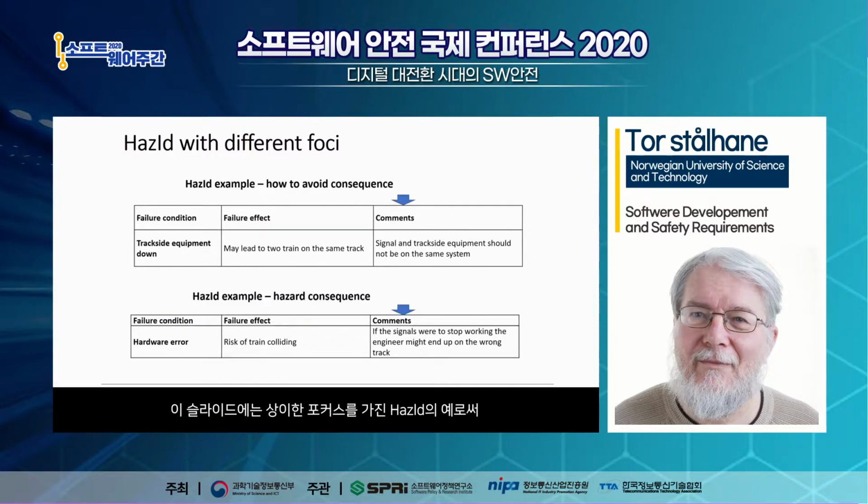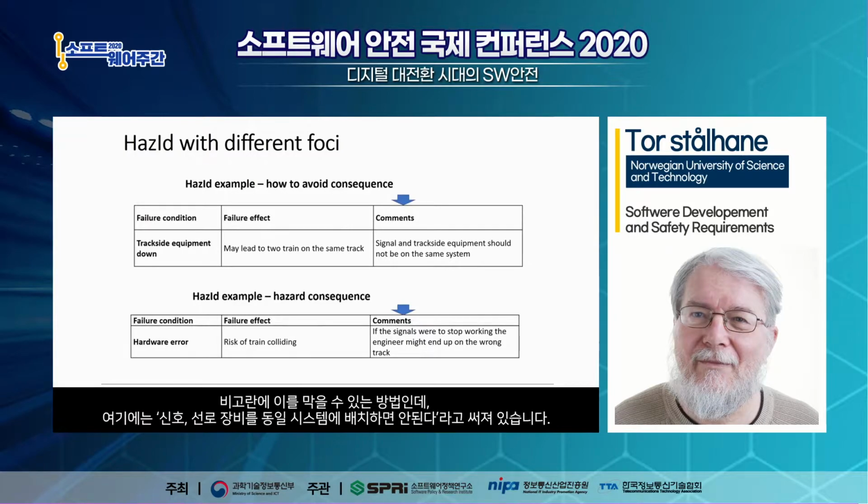And this is just 2 examples of hazard with different foci, taken from railroad analysis. The first one has the focus on how to avoid. The failure condition is trackside equipment down. The failure effect is, well, this may lead to 2 trains on the same track, which might be kind of unfortunate. And the comment is talking about how to avoid. Signal and trackside equipment should not be on the same system.